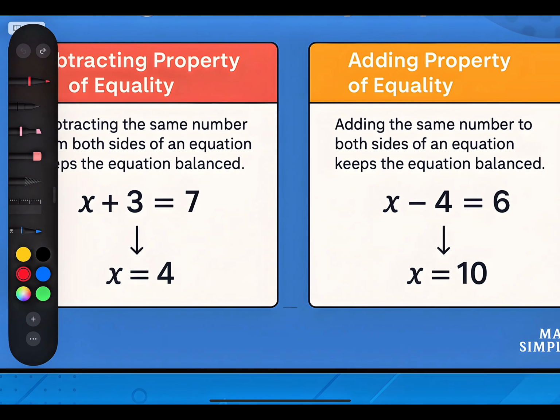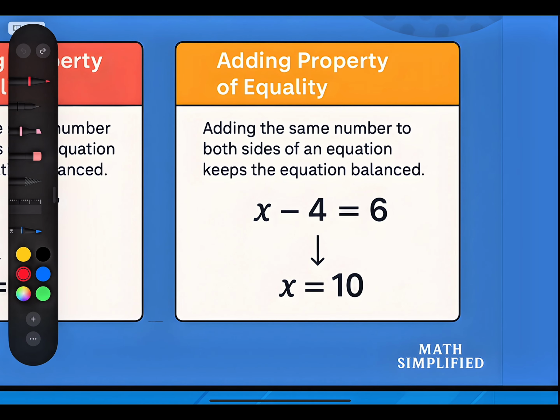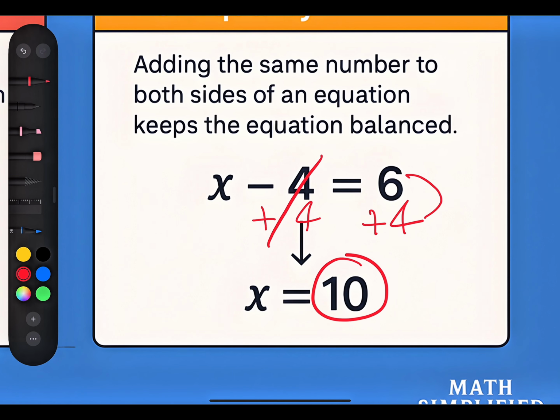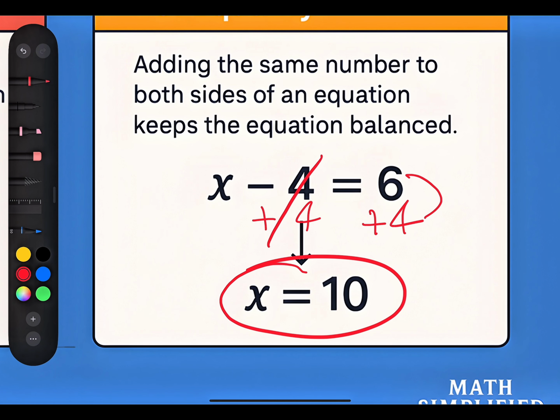All right, the next property of equality is the adding property of equality. Adding the same number to both sides of an equation keeps the equation balanced. So essentially, it's just the opposite of subtracting. What we do here is the opposite of negative, which is positive, and then we keep the same value, which is 4 here, because we're also trying to isolate the x in this case. So if we add 4 to the left side, we also have to add 4 on the right side of the equation. So these two would cancel out, and then 6 plus 4 equals 10. So our solution would be x equals 10.